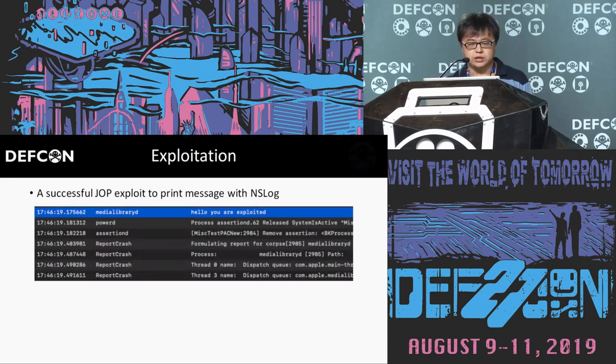So we can successfully make a JOP exploit in the medialibraryd. And from the log, we can see that the medialibraryd is now controlled by us and prints a message like this: hello, you are exploited.